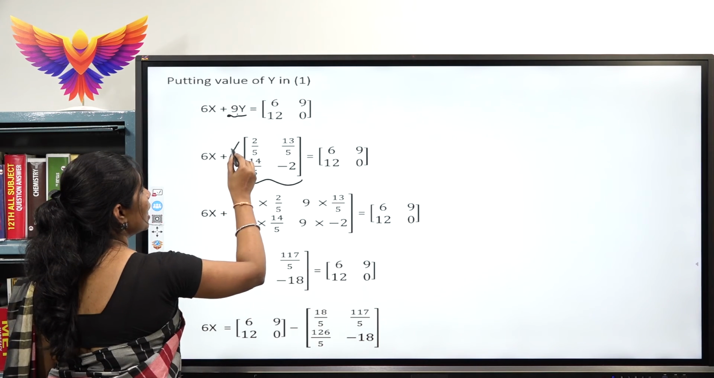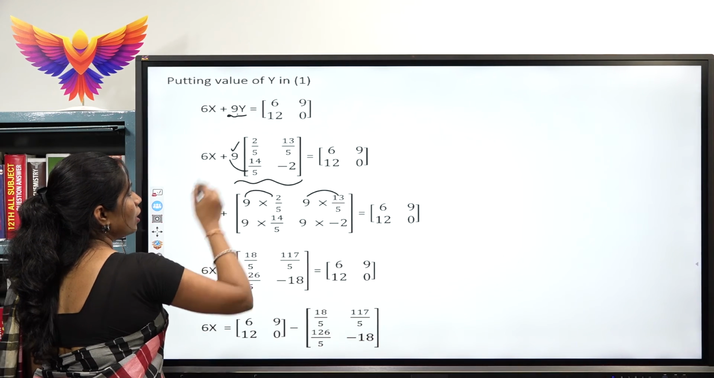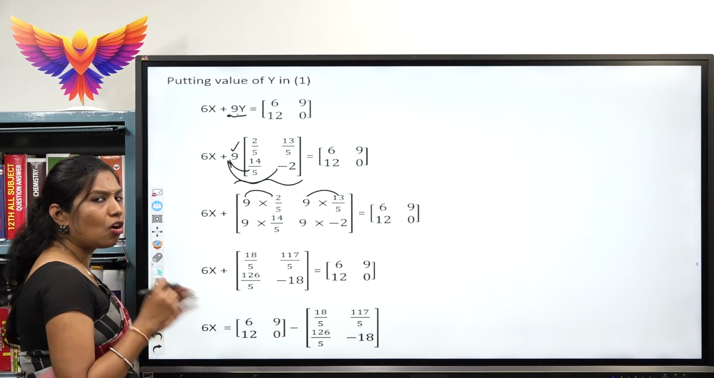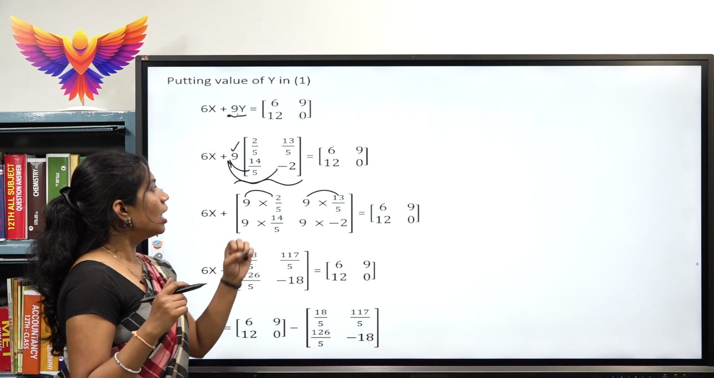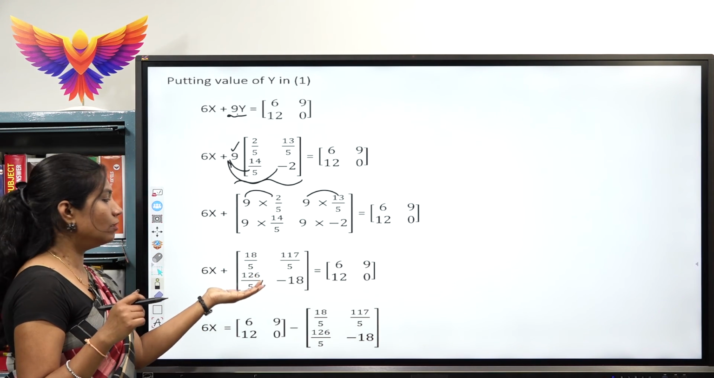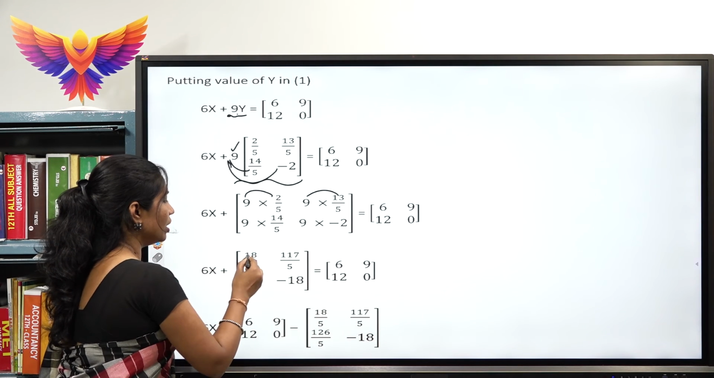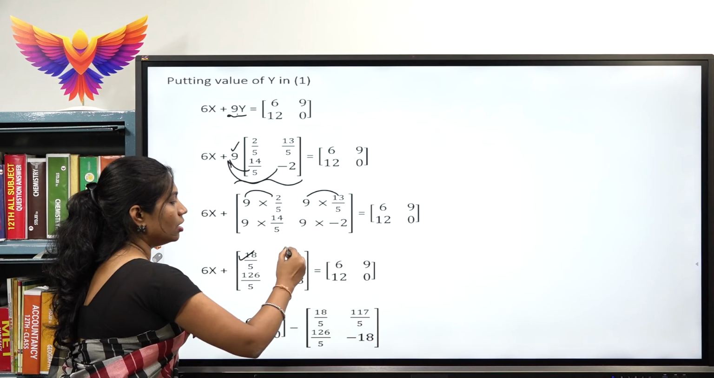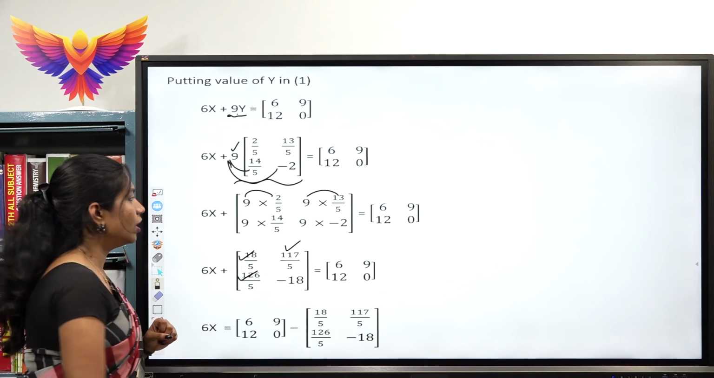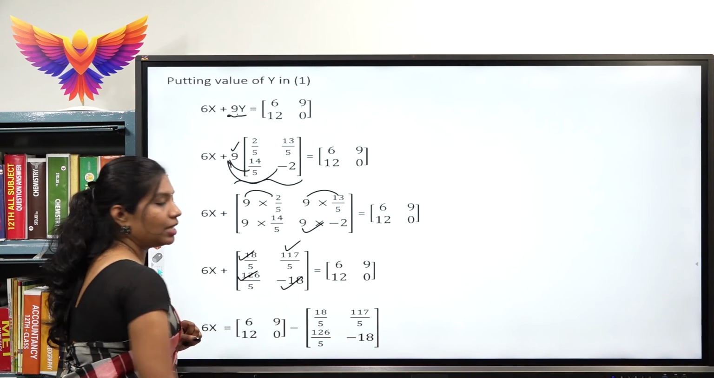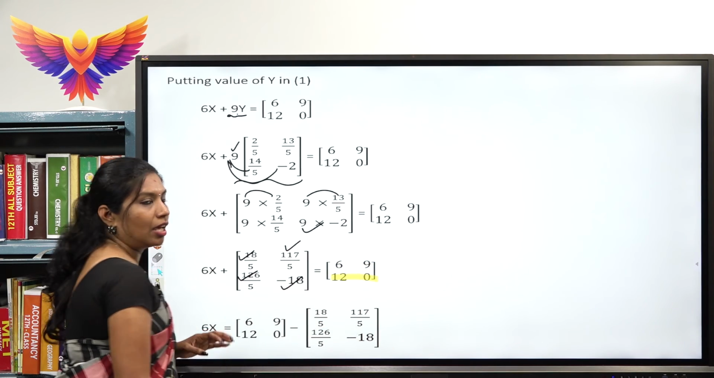So when I do that, it is 9 into 2 by 5, 9 into 13 by 5, the same way 9 into 14 by 5 and 9 into minus 2. Each and every element has been multiplied with the scalar here. When I simplify it further, I get the required matrix, which gives back 6 into 9 into 2 is 18 by 5, 9 into 13 is 117 by 5, 9 into 14 is 126 by 5 and 9 into minus 2 which is minus 18. Now, the right hand side, the complete matrix has been kept as it is.